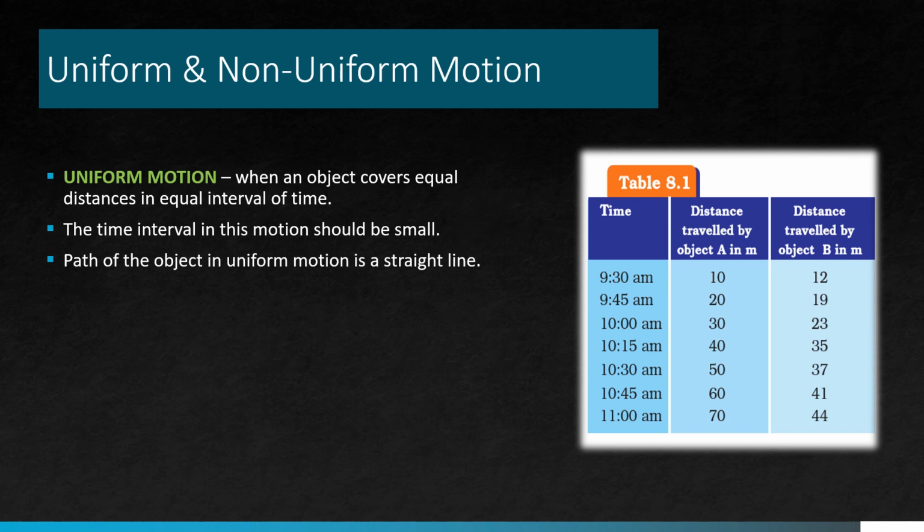And the path of the object in a uniform motion is a straight line. It is always a straight line. That is quite obvious because in equal intervals of time, there is equal distance traveled. So if you represent it graphically, which we will learn in a further module, you will find that the graph would always be a straight line.